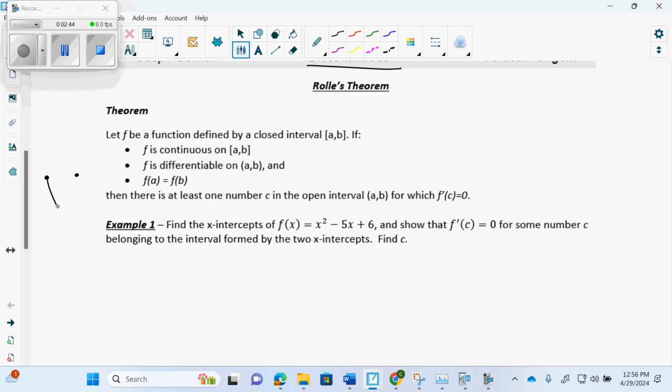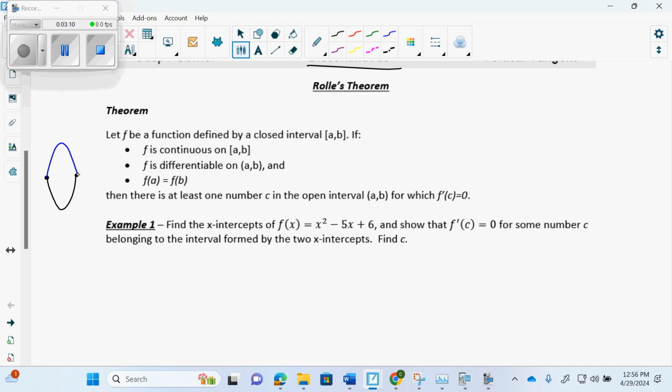I'm going to have to do something at some point and come back down and come back up and make a min. Or I'm going to have to go down and come back up and make a max, correct? So if, when I fill in my endpoints, I get the same y value, the graph is continuous and it's differentiable, there exists a min or a max, which is what it's saying. There exists a c, an x value, where there's a min or a max, a critical number. That's the first derivative. That's Rolle's theorem.